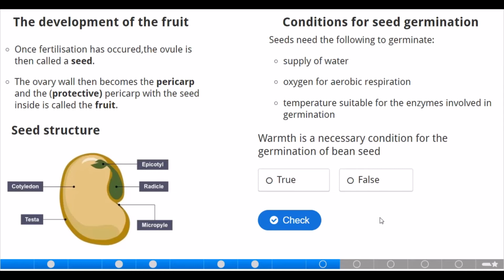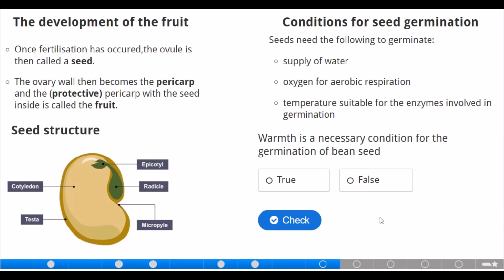The development of the fruit. Once fertilization has occurred, the ovule is then called a seed. The ovary wall then becomes the pericarp, and the protective pericarp with the seed inside is called the fruit.